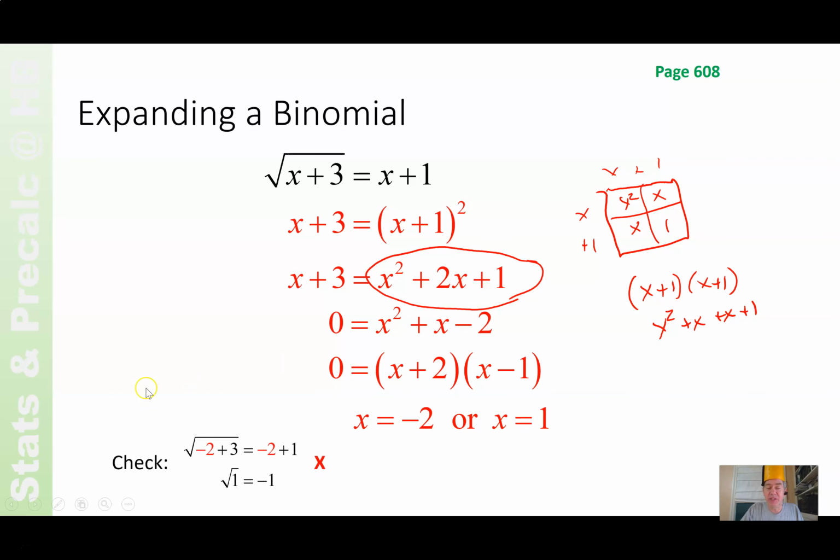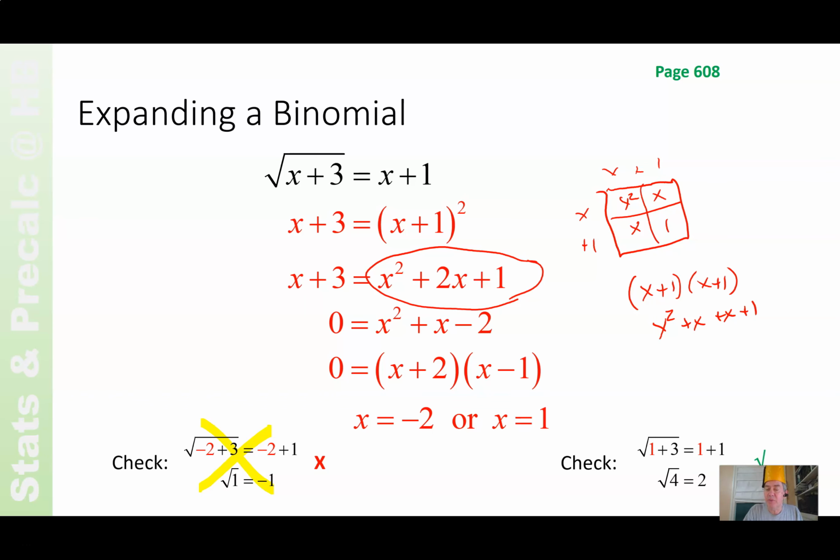Check. When I check negative 2, I get the square root of negative 2 plus 3 equals negative 2 plus 1. So the square root of 1 is negative 1. That is a problem. The square root of 1 is not negative 1. Again, this is where your squares have to be positive. So this one is not working. That is an extraneous solution.